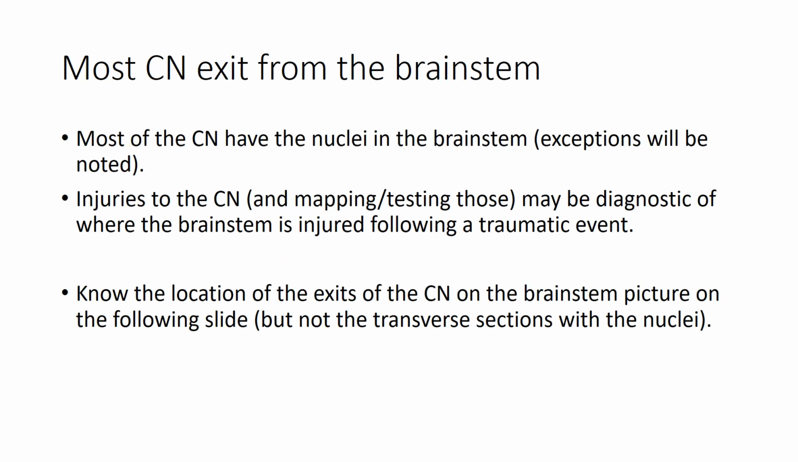Most of the cranial nerves exit from the brainstem. They have their nuclei in the brainstem, and we're going to note exceptions to that as we go along. And therefore, injuries to the cranial nerves and mapping and testing of those are often considered to be diagnostic of where a brainstem is injured following a traumatic event.